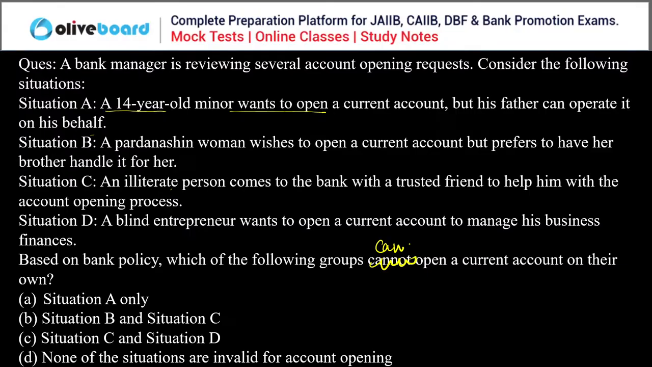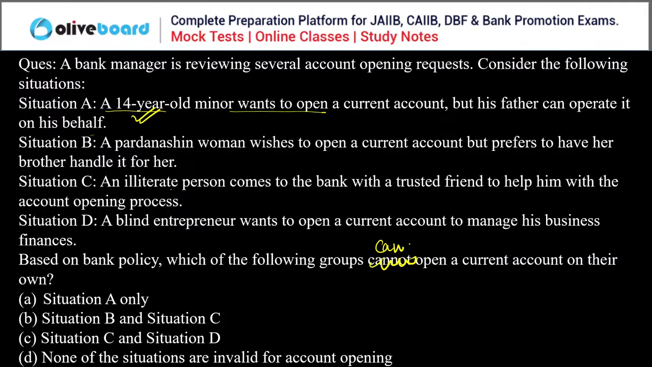In case of a minor, the account can be opened and operated by the natural guardian, so you have some flexibility here. Generally, a minor is not going to have a current account, but some flexibility is given: if a minor wants to open a current account, it is offered to them, but his father can operate it on his behalf. So in this situation they are allowed to open a current account.